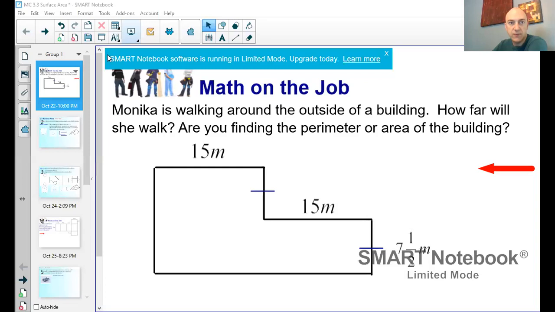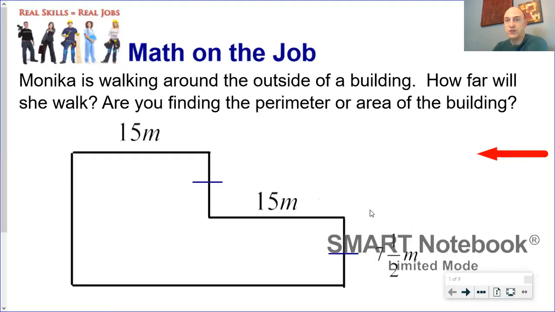And I will start by sharing with you my screen so we can take a look at a project here. All right, so what we were looking at before the break started is lengths and perimeters. So we've got Monica walking around the outside of a building in this example. She's going to be walking all the way around the outside. How far does she walk?